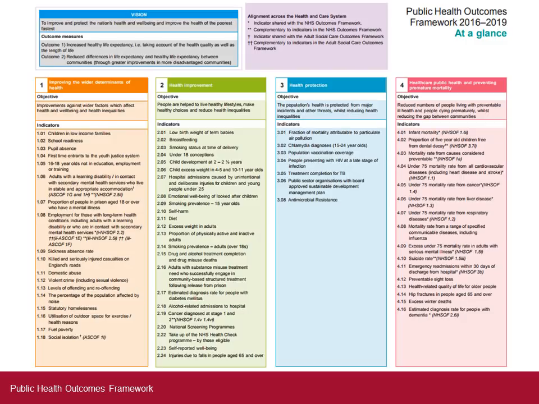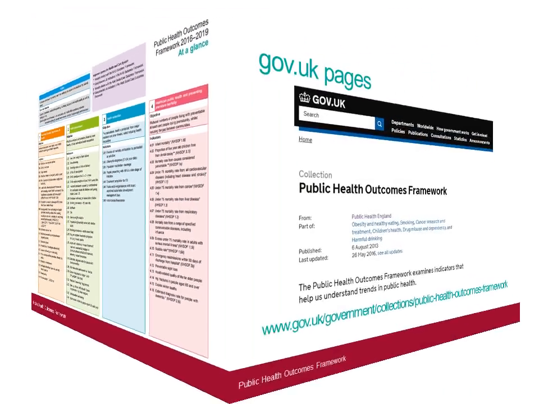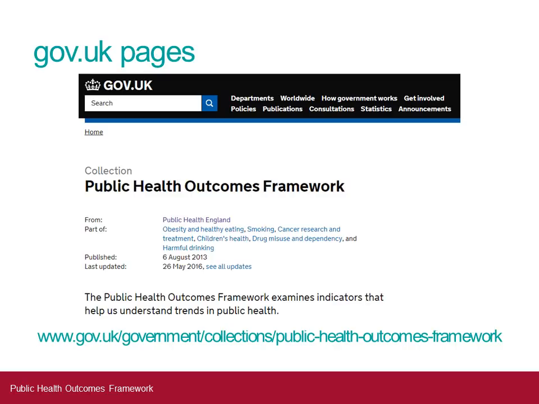The indicators are reviewed every 3 years following consultation, and the current set covers 2016 to 2019. Each indicator can contain a number of sub-indicators, taking the total number of indicators and sub-indicators currently in the Public Health Outcomes Framework to 159. Indicator data is published on a quarterly cycle, with updates in February, May, August and November. Details of the regular updates can be found on the gov.uk pages, along with the full policy documentation.